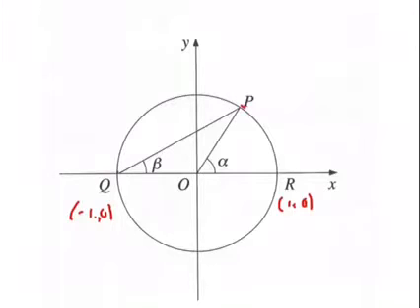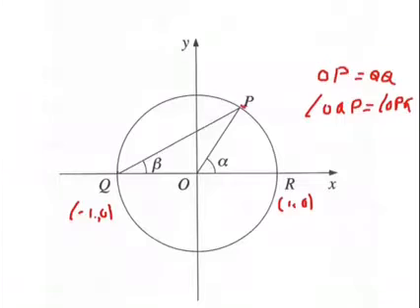So first we have to say why the triangle POQ is isosceles. So of course arms OP and OQ are radius, so they should be equal. So that brings the angle OQP should be equal to angle OPQ because these arms are equal, so that means it is an isosceles triangle.